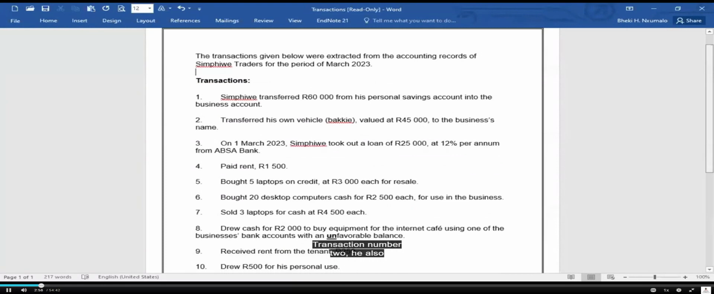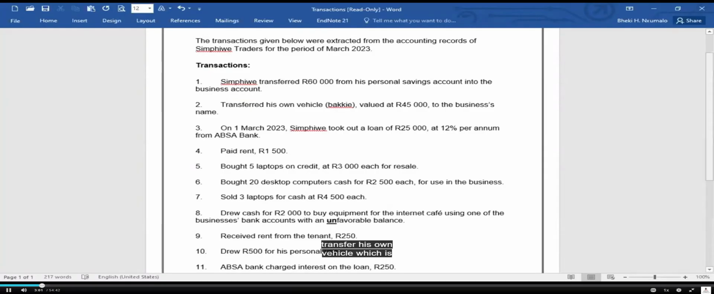Transaction number 2, he also transferred his own vehicle, which is a bakkie valued at 45,000 Rand, to the business name. In other words, you can transfer cash or an asset. Others, if you are dealing with a partnership, come with a skill, like an accountant. So coming with a skill as well, you can be part of the partnership or business.